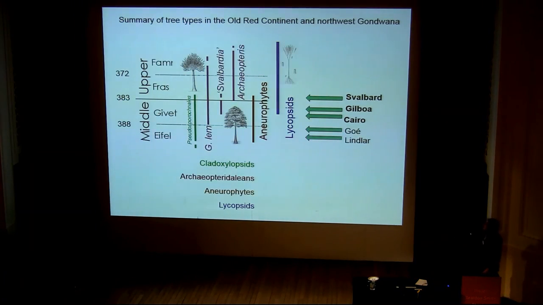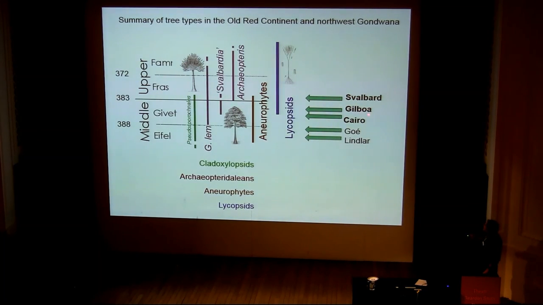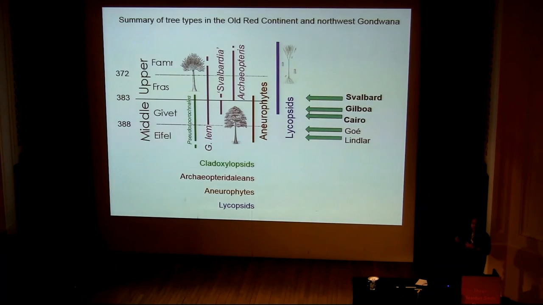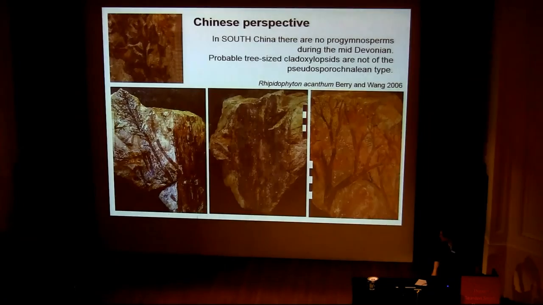So, as almost a summary, because there's one little bit more to come, we have a variety of forests here. Two forests in Svalbard, Archaeopteris and Lycopods. Gilboa, we have a mixed cladoxylopsid and progymnosperm forest. At Kera, we have a cladoxylopsid Archaeopteridalian forest. And then we go back into the Eifelian, we have the cladoxylopsid world of Lindlar. So we're getting a really good feeling for the evolution of these forest ecosystems, even if the record is quite patchy.